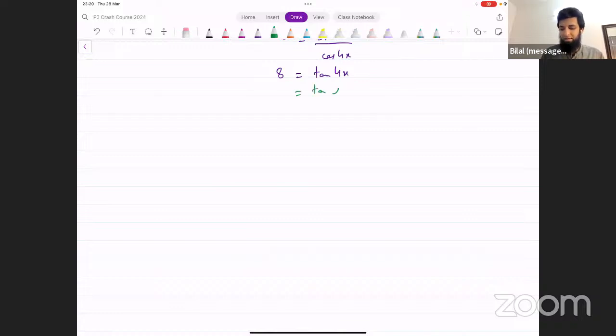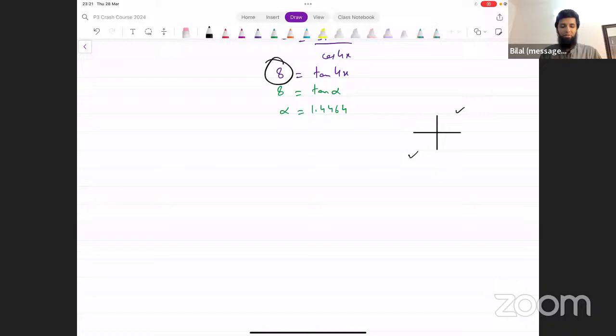What's the basic angle? Tan alpha equals 8. Let's see what the basic angle turns out to be. Remember, you have to use radians, don't use degrees, please. Tan inverse of 8, that's giving me 1.4464. This is the basic angle that I'm getting, okay? Now, tan is positive. Where is tan positive? Tan is positive in the first quadrant and in the third quadrant, right? It's a positive value of tan.